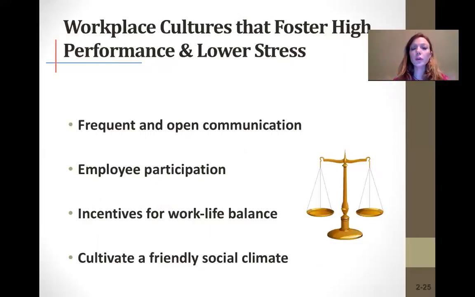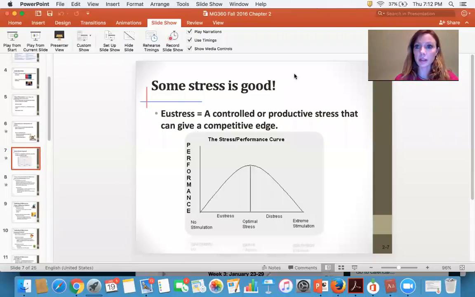And just working toward this culture of low stress, frequent and open communication, employee participation, incentives for work-life balance, and cultivate a friendly social climate. And one person can actually change an organization. So you as a leader in that position could really cultivate this type of environment in your business.